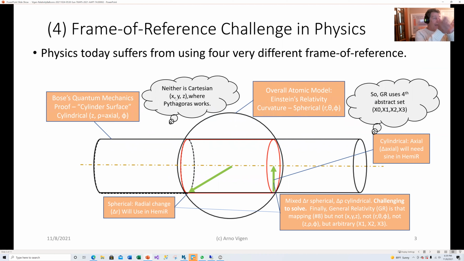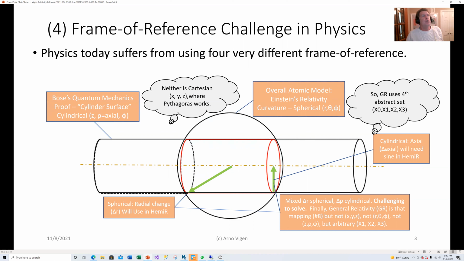So the basic frame of reference in physics is quite challenging because you have the basic Cartesian of x, y, and z, where this thing called Pythagoras works, where you can measure the distance of 1, 2, and 3 independently and then use the sum of the squares to determine the distance between them. This is very important because the calculations of your electrostatic charge and all those things is based upon that distance. So if you have x, y, z, then Pythagoras works.